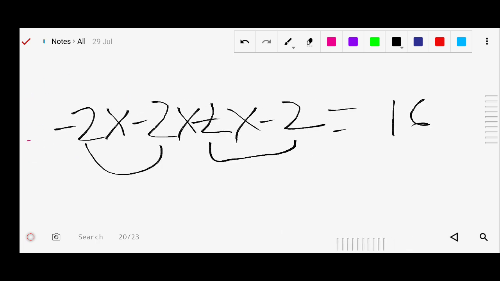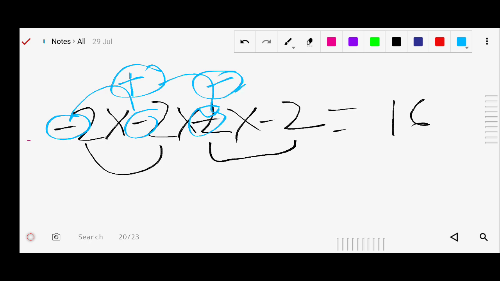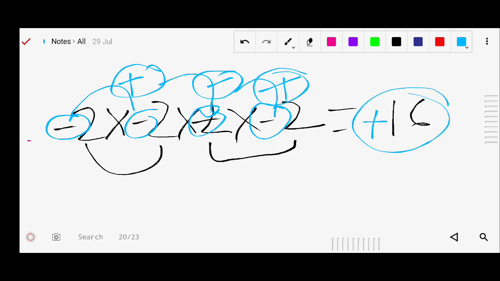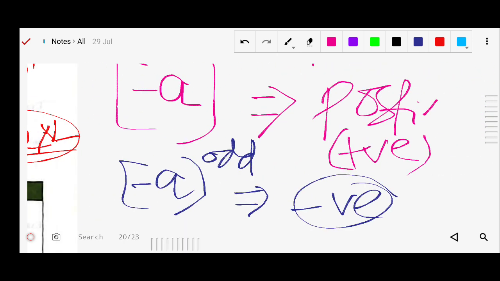So now what about the negative signs? These two negative signs will give the positive, right? And this positive will multiply again with this negative, and this negative will again multiply, and this will give you positive. So the final answer is positive. That's why I said it here. So what will your answer be?